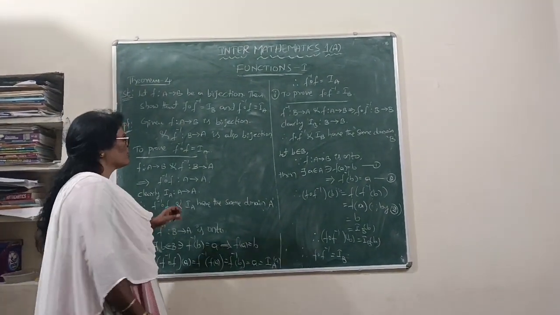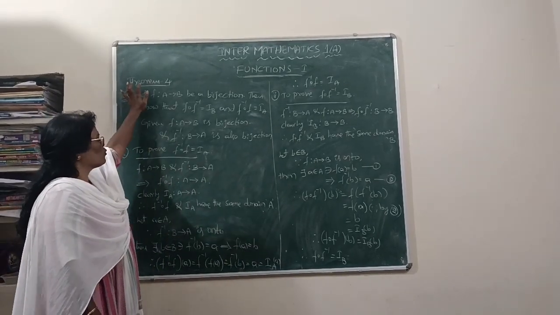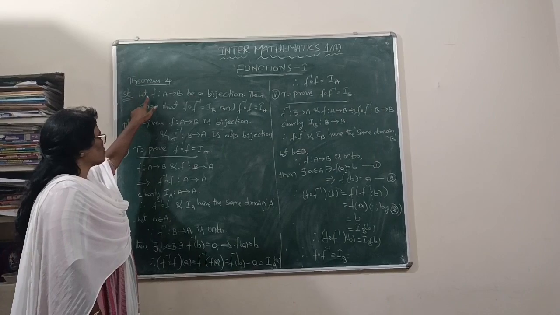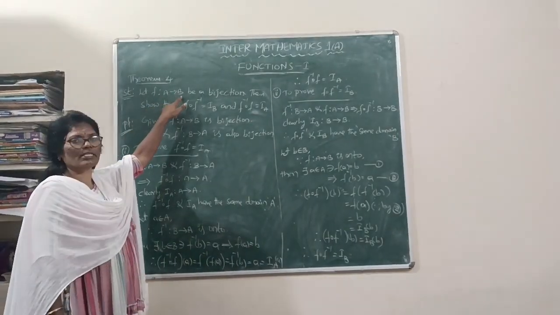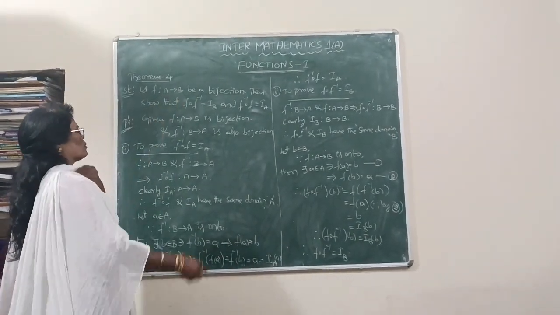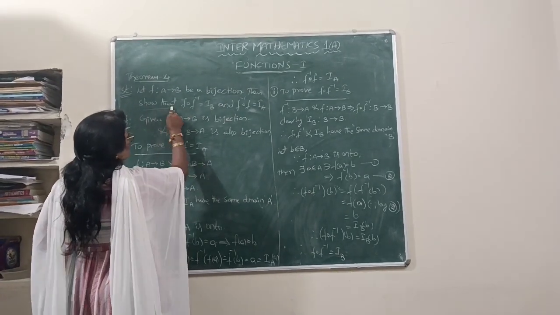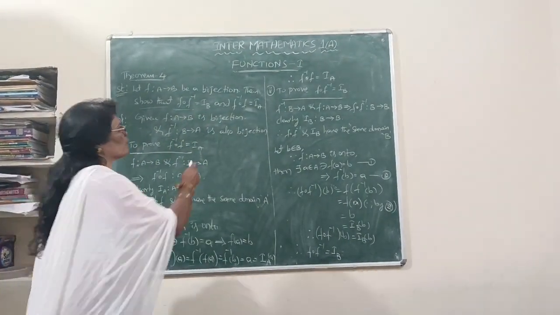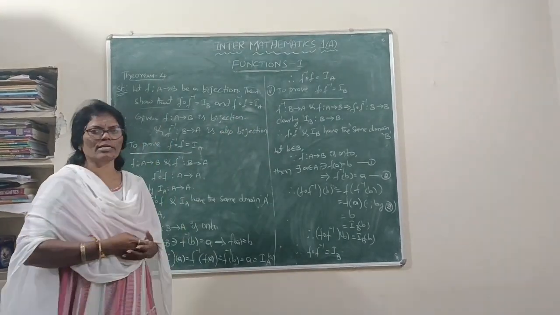Now we'll discuss my fourth theorem, the functions. The statement given here is: f is a mapping from A to B, a bijection. Then show that f composite f inverse is equal to IB and f inverse composite f is equal to IA.